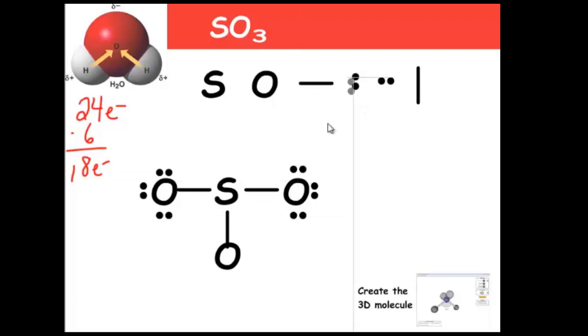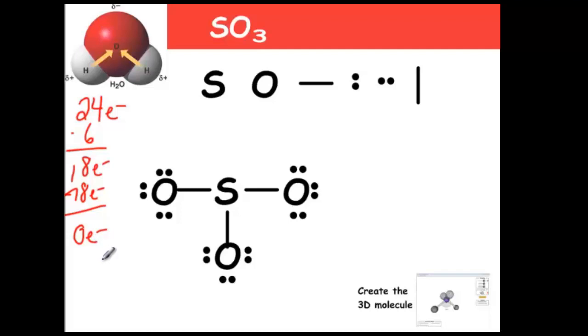I'm going to show you why it's so important to keep track of your electrons. We just gave away 6 plus 6 plus 6. We just gave away 18 electrons. And our bank, our pool of electrons, is empty. It's down to 0.